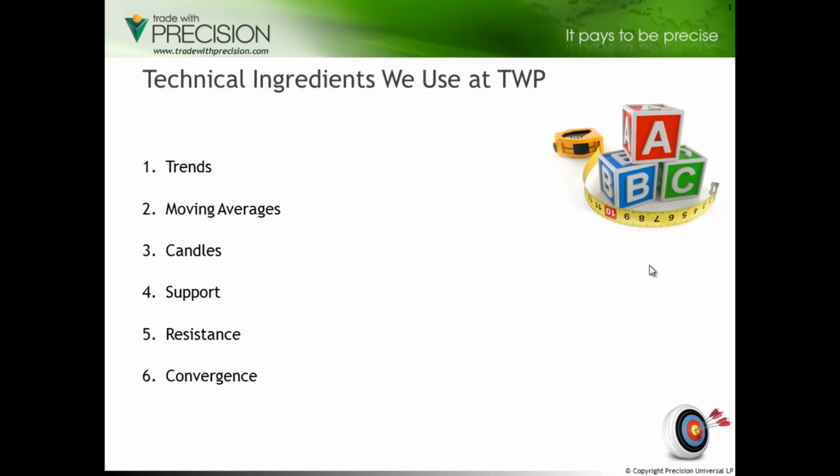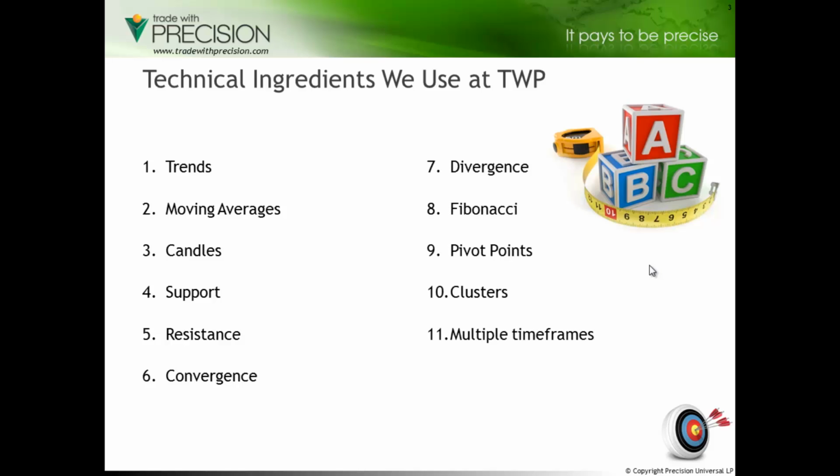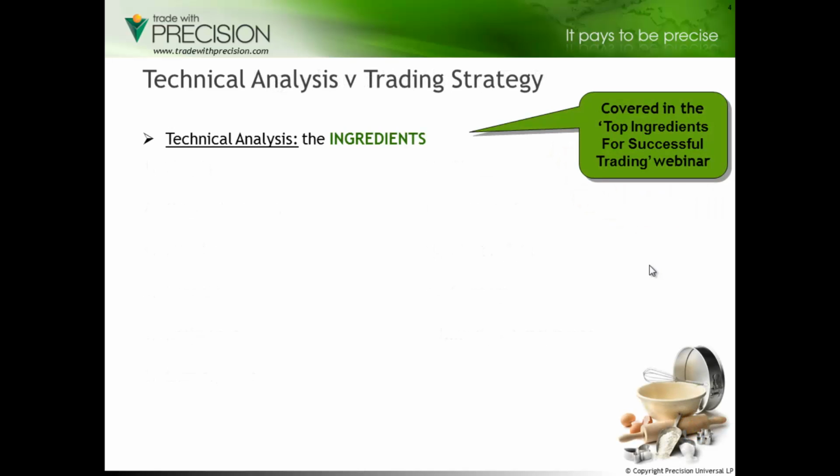We look at support and resistance, very, very important. We look at convergence between price and indicators, and also divergence between price and indicators. So we're using those not in the traditional sense, but in a leading sense. We're using them to predict what price will do, as compared to lag what price will do. We look at divergence. We look at Fibonacci pivot points, and we look at clusters of these support and resistance levels, and we look for these things across multiple time frames. Those 11 things on the screen there summarize what we do across all of our courses, all of our products at Trade with Precision.